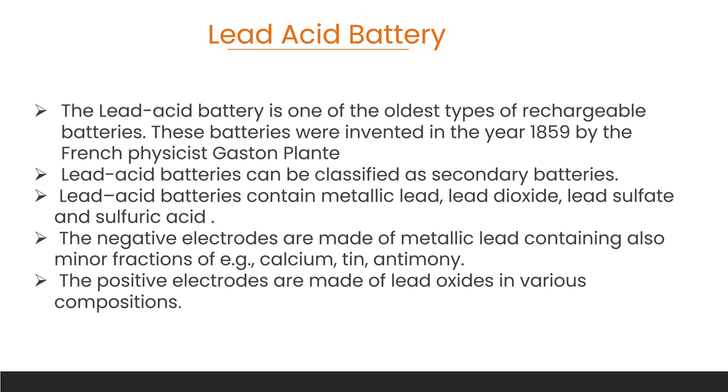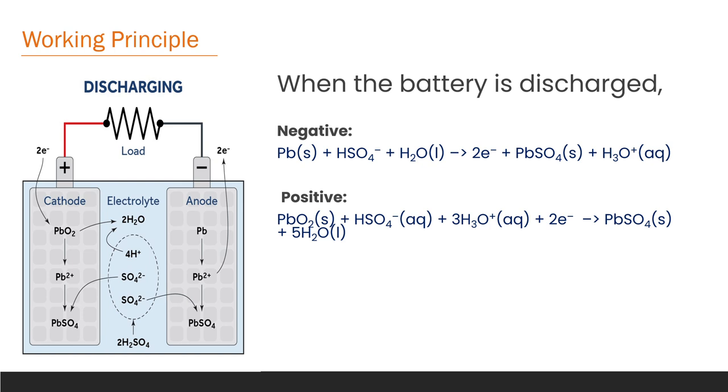The negative electrode, that is the anode of this battery, is made of metallic lead having some minor fractions of calcium, tin and antimony, and the positive electrode, the cathode, is made of lead oxide in various compositions. This is the internal structure of the battery.